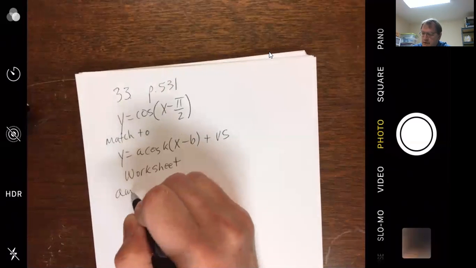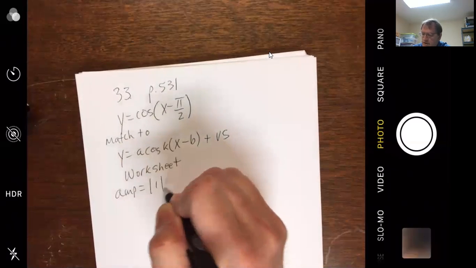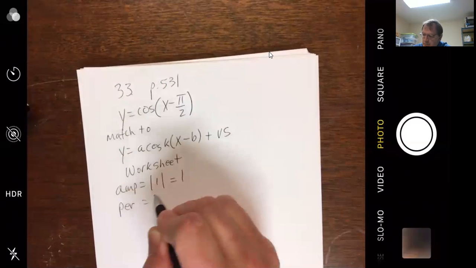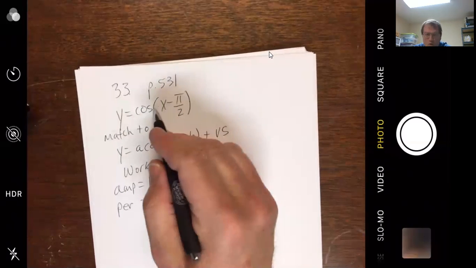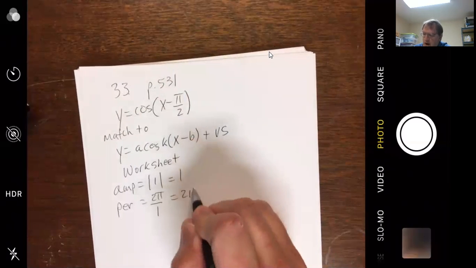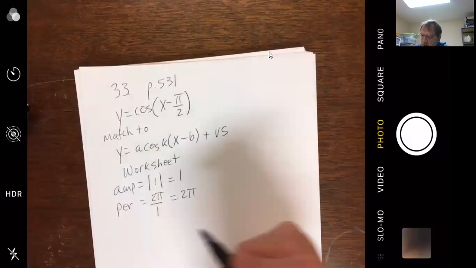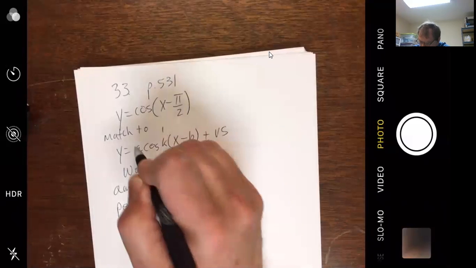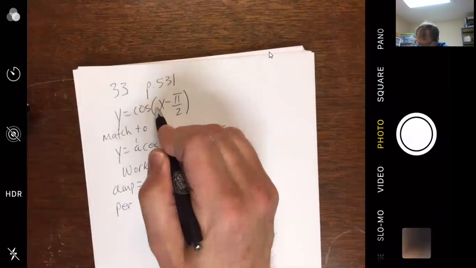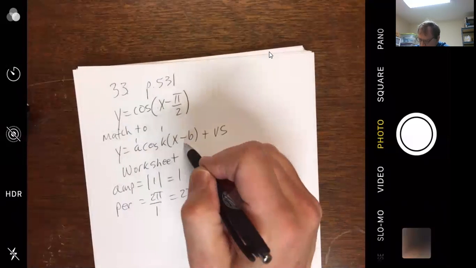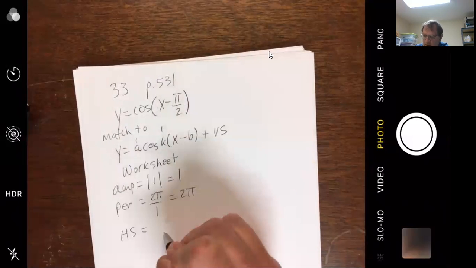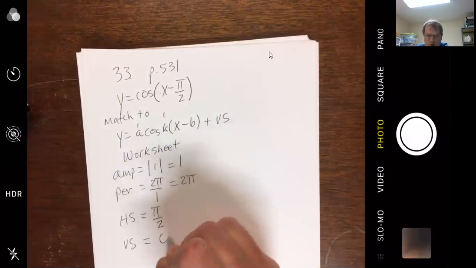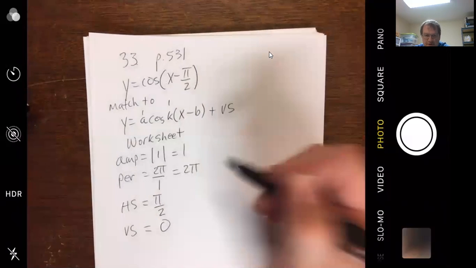okay, can you tell your amplitude? Absolute value of 1, which is 1. Period is 2 pi over the 1. Coefficient is 1, which is just 2 pi, still 2 pi. Now your horizontal shift, can you tell your k is 1? This is 1, this is 1. This coefficient here, the coefficient on the x is 1. X minus pi over 2, x minus b, your horizontal shift is pi over 2. And the vertical shift, 0. There's nothing added on here to shift it up or down.